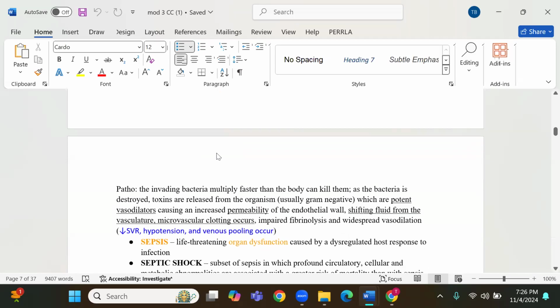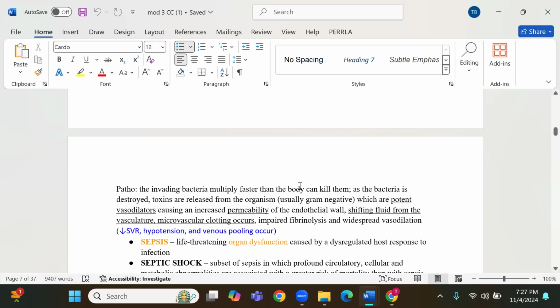When a person has an infection, let me give you an explanation. There was this lady who we know, and she had a UTI, but she didn't know she had a UTI for a couple of days. Older people don't present typically with pain when urinating. So her son took her to the ER, and she was in septic shock. Here's what happened: the invading bacteria in her bladder multiplied faster than the body could kill it.